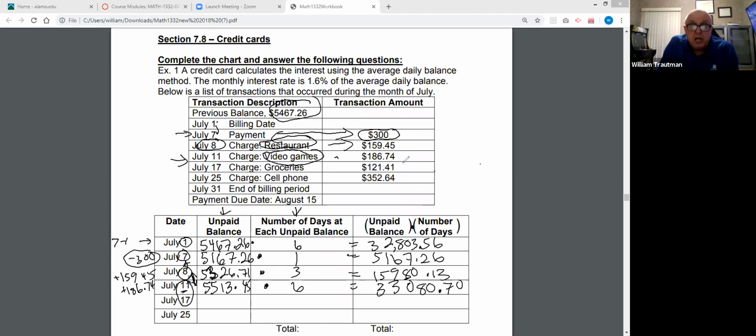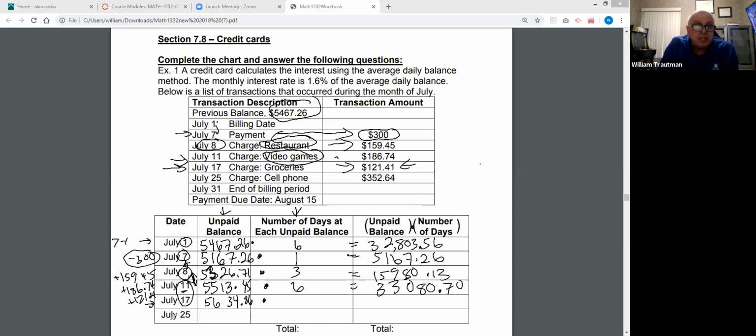$5,513.45. I went to the grocery store on the 17th of July, and I paid $121. So if I add 121.41 to our balance, 5513.45 plus 121 is 5634.86.